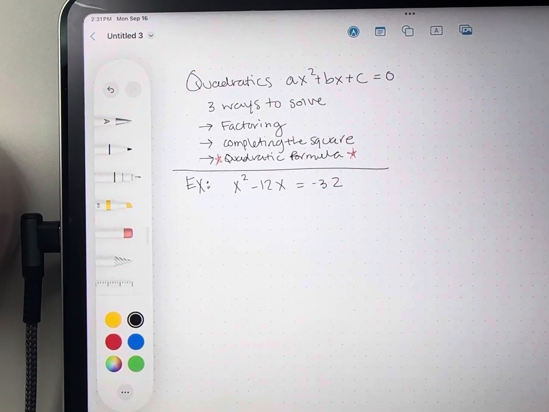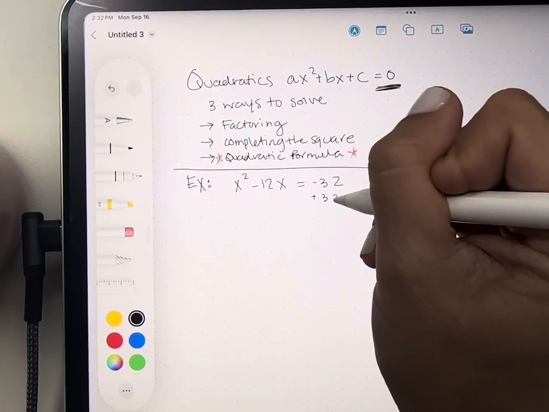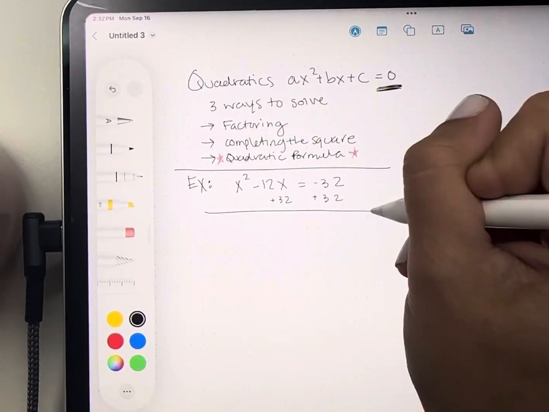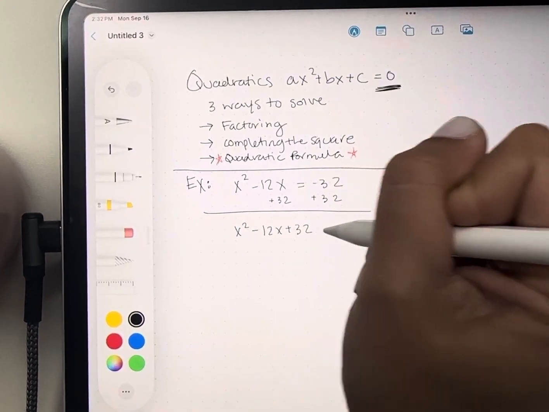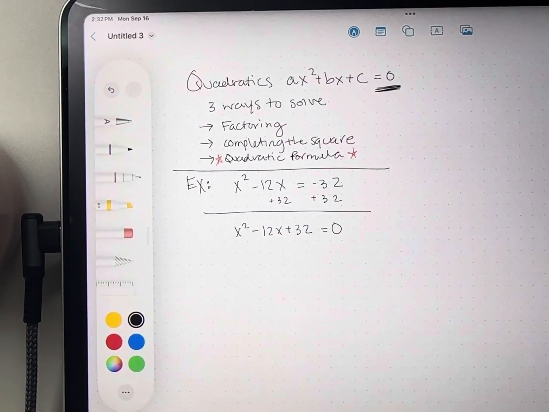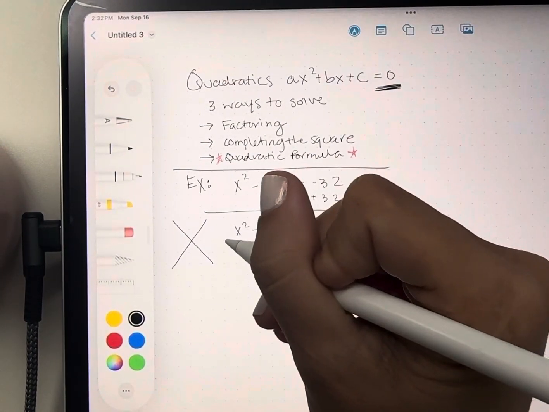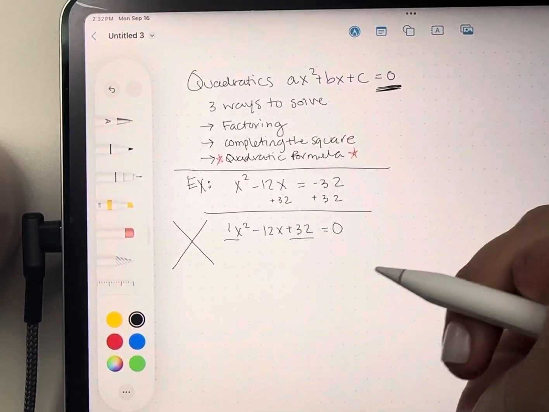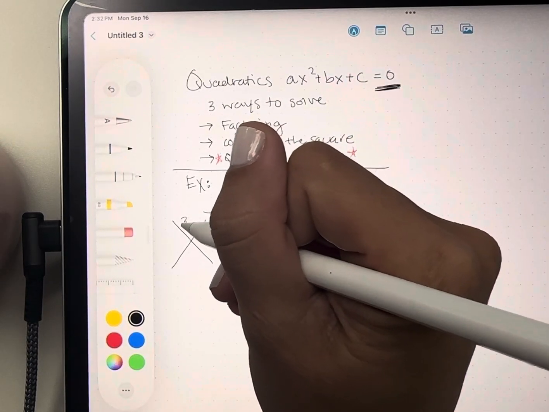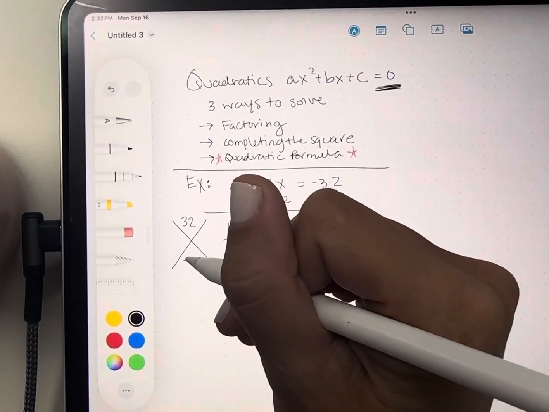Okay, so step 1, it needs to equal 0. So step 1, I'm going to add the 32 to both sides, and I'm going to get x squared minus 12x plus 32. And now I'm going to try to factor this, okay? So the way that I factor it is that I multiply a, which is the number in front of the x squared, which is 1, times c, which is that 32, and I get 32. And then I take the b, the number in the middle, and I put that on the bottom.